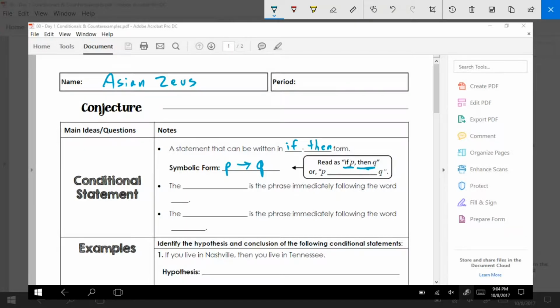But anyways, the blank is the phrase immediately following the word if. That's going to be the hypothesis. You might have learned this in a science class even. The hypothesis is the phrase immediately following the word if. And the conclusion is the phrase immediately following the word then. By the way, P implies Q. Okay, so let's go into the examples.